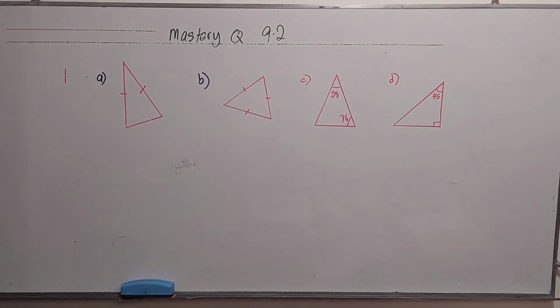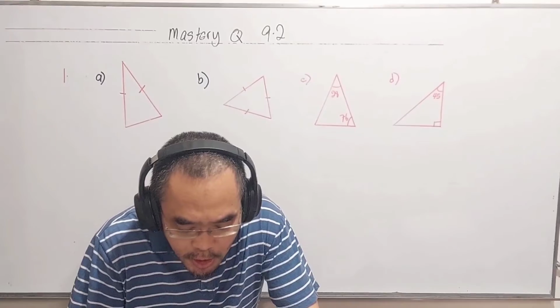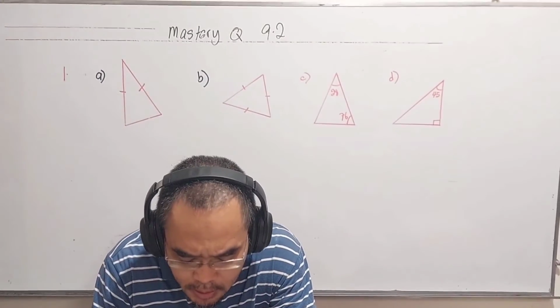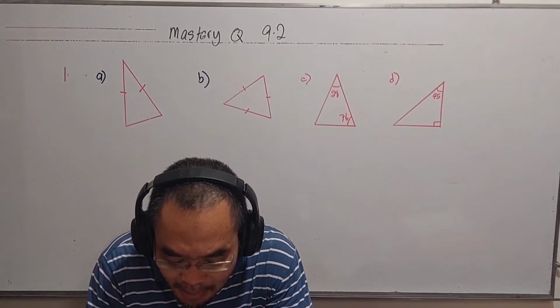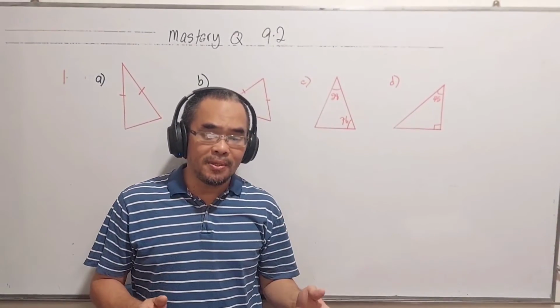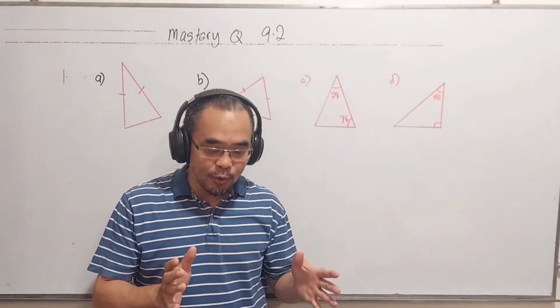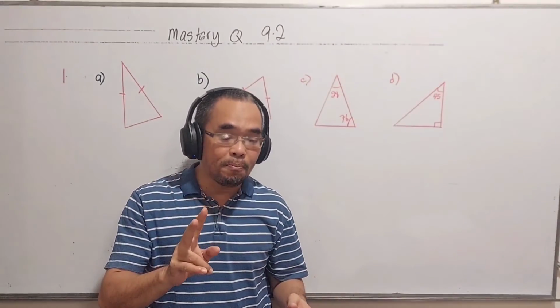Okay, let's start with Mastery Q 9.2, question number 1. For each of the following triangles, state the number of axes of symmetry. What is axis of symmetry? A line that will divide a particular figure into two equal parts.